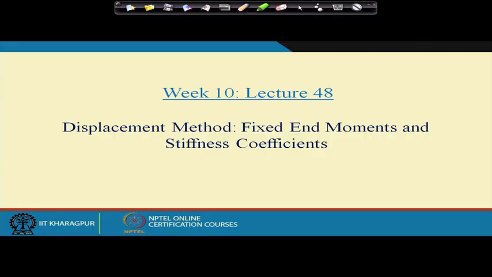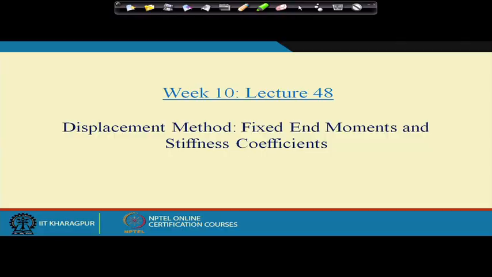So today, if you remember last class, we just tried to understand the underlying philosophy of the displacement method, and finally we saw there are two important ingredients. One is fixed end moments and another one is stiffness coefficients. What we do today is we will see how to determine those fixed end moments and stiffness coefficients. So today is lecture 48 and the topic is fixed end moments and stiffness coefficients.